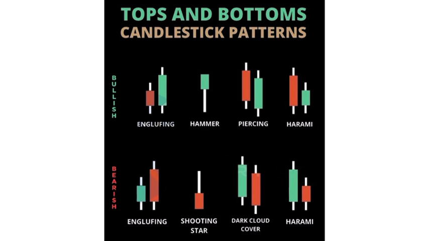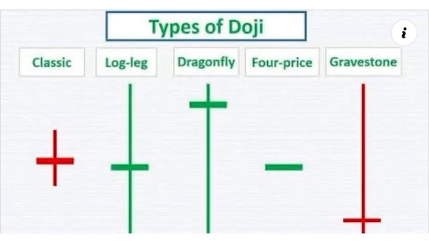So the tops and the bottoms candle patterns. So for bullish, you have engulfing bar, you have the hammer, you have the piercing, you have the harami, right? For bearish, you have engulfing, you have the shooting star, you have the dark cloud, you have the harami, right? The harami in the bullish is different from the one in the bearish.